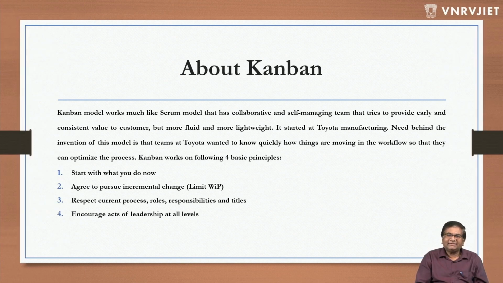The Kanban model works much like the Scrum model, with a collaborative and self-managing team that tries to provide early and consistent value to the customer, but is more fluid and more lightweight. So what it says is similar to Scrum. You have a team, you have daily stand-ups, you're planning, you don't have much retrospective. And also there is a review, but not too much retrospective. Those kinds of things are still there in Kanban as well. You can follow them, but certain things you can skip if you don't want to.